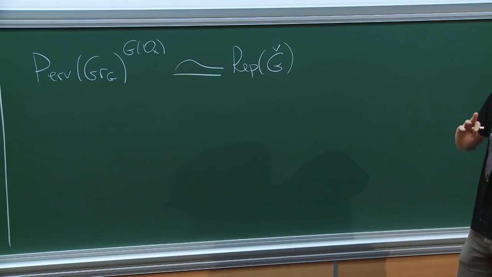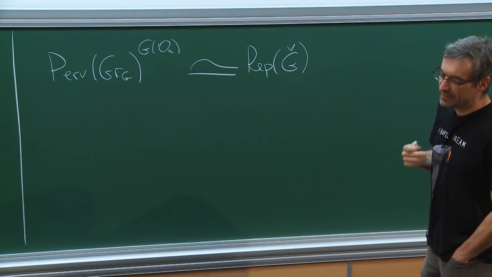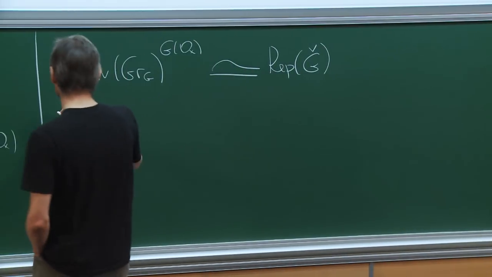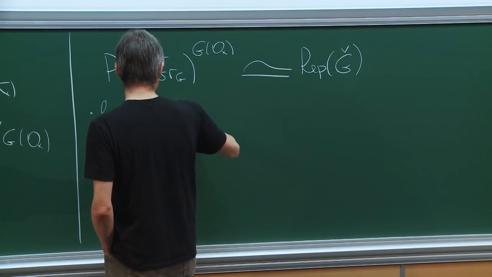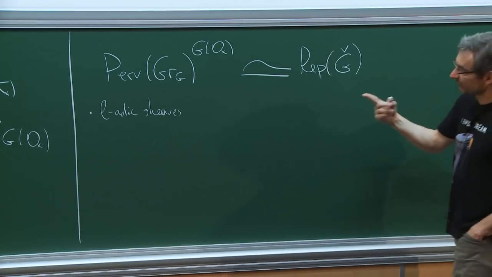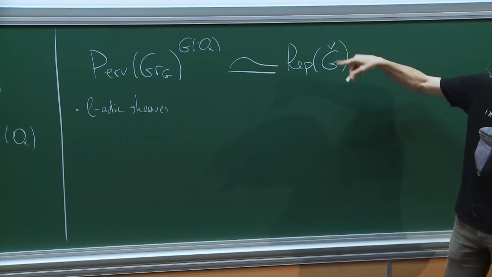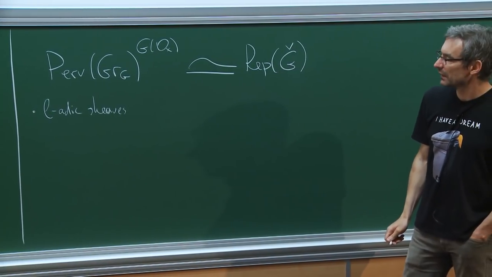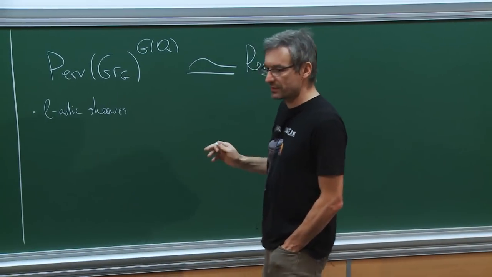Now, what context is this in? What do we mean by perverse sheaves? Basically, this is true in any of the familiar contexts. One can do L-adic sheaves, working over an arbitrary ground field. In this case, this is a Q_l-linear category, and we understand G-check as an algebraic group over Q_l. It is important to have Q_l, but it's also true with F_l coefficients or Z_l coefficients.